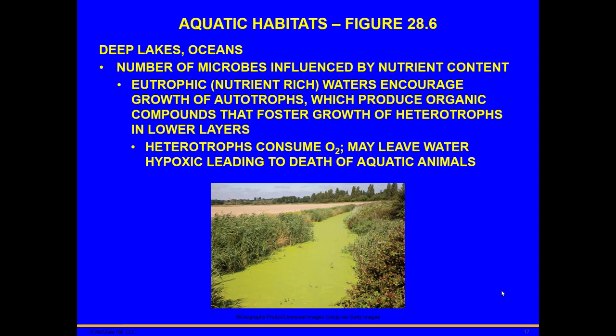Now, in deep lakes and oceans, the number of microbes is also influenced by nutrient content. Remember we talked a minute ago about sunlight providing the energy? Well, we'll get more into that in a bit. But here's another thing you've got to keep in mind. The number of microbes is influenced by the nutrient content, as I said. And that gives you some idea that you can have too much. Eutrophic waters, this is nutrient rich, encourage the growth of autotrophs. Now, autotrophs will produce organic compounds that foster growth of heterotrophs in the lower layers. These heterotrophs will begin to really blossom out. They will consume all the oxygen in the water, and they may lead the water to hypoxic conditions. Now, this will lead to the death of other aquatic animals if they don't migrate out of the area.